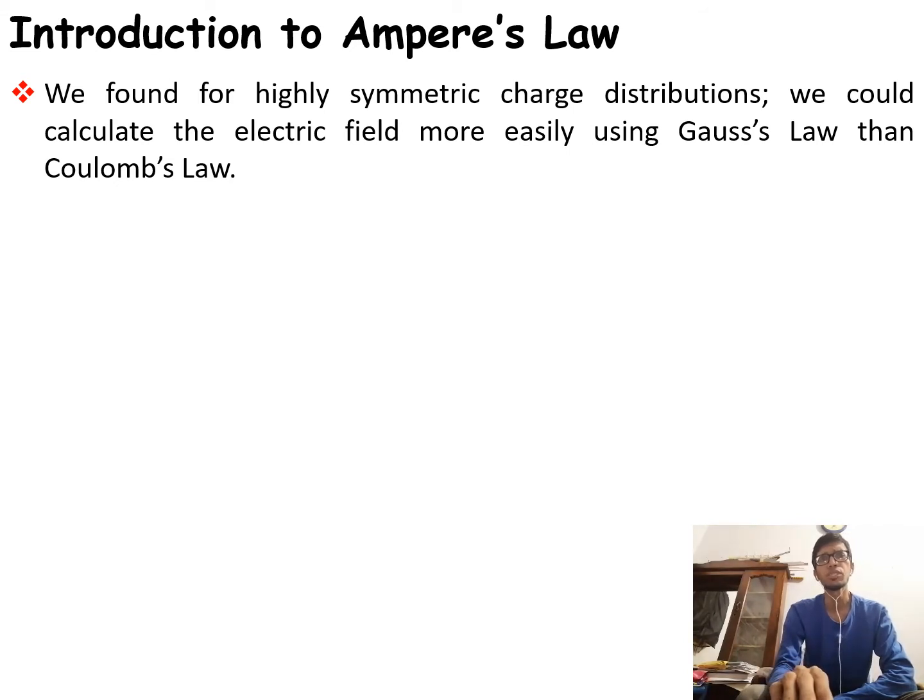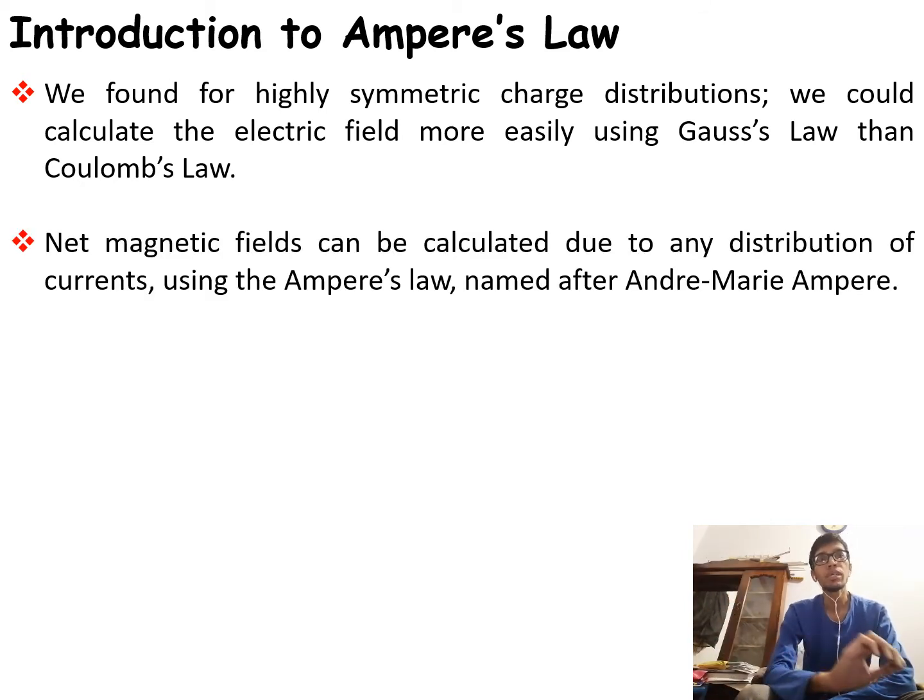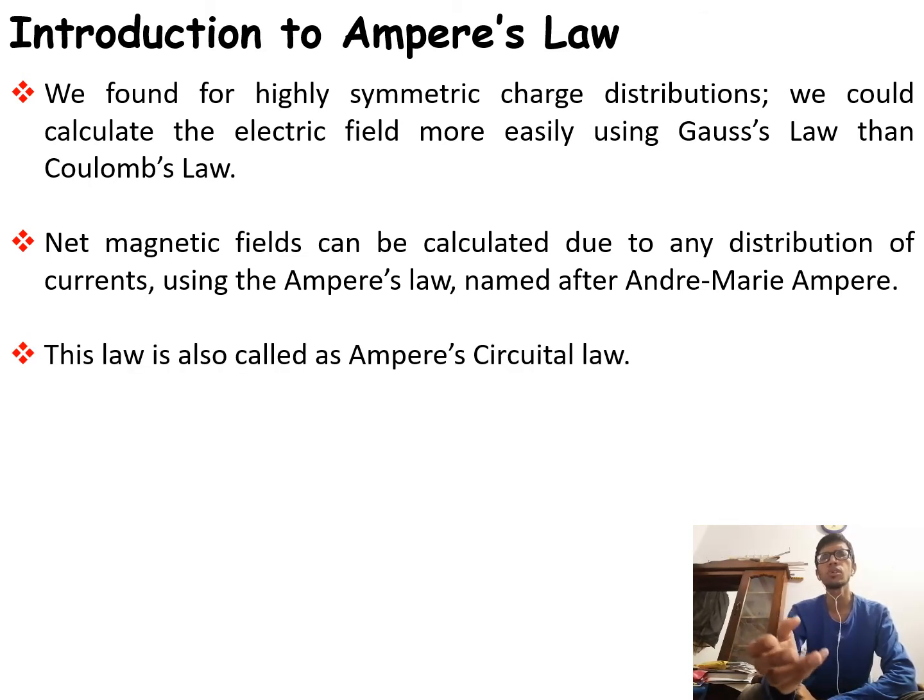In a similar fashion, if we have to find the magnetic field, what tools do we have available? We know that a magnetic field originates from a current carrying wire. That is, a changing current in a wire can produce a magnetic field. So magnetic fields can be calculated for any distribution of charges, and such magnetic fields can be computed via Ampere's law. It is named after a French physicist, André-Marie Ampere. So this is also called Ampere's circuital law.